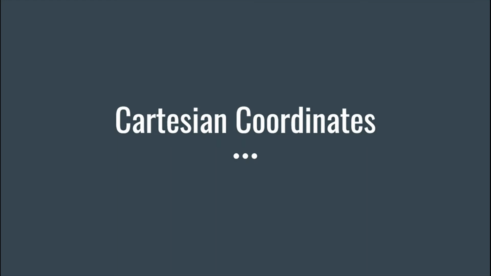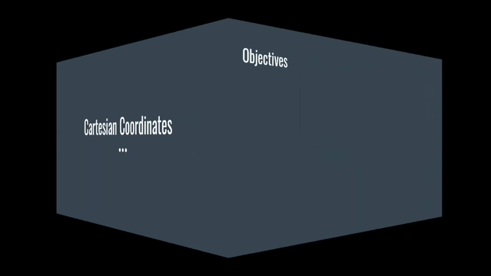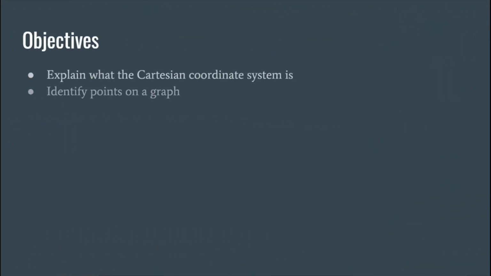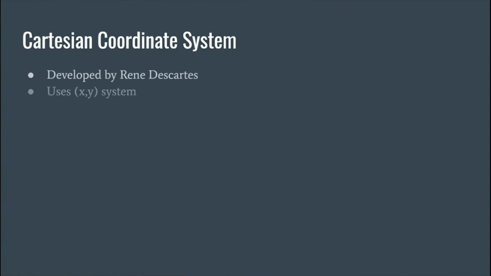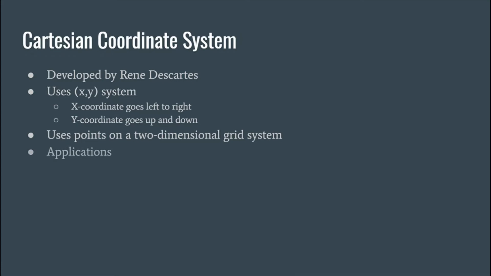I'll be going over Cartesian coordinates for this video. Okay, so let's go ahead and get started here. So these are the things we'll be going over. Pretty simple, pretty straightforward. So the Cartesian coordinate system was developed by René Descartes. It's French, so you're not going to pronounce all the letters, just some.